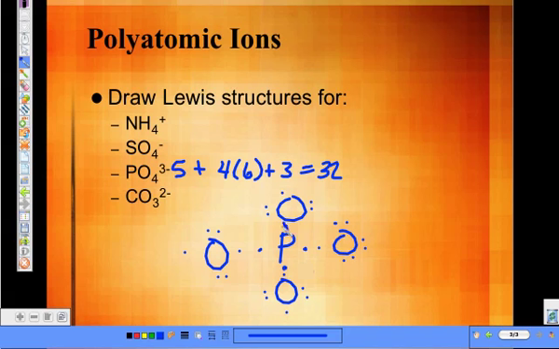And then we get to add 3 anywhere. Where should we add them? This one only has 7, so I think this one needs 1 more to get an octet. This oxygen needs 1 more electron to get an octet, and this one needs another electron to have an octet. So now all the oxygens have an octet, the phosphorus has an octet. So we put our brackets around it and put our charge.